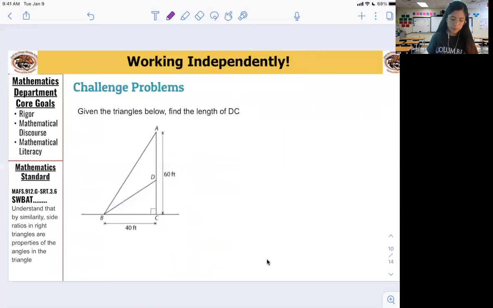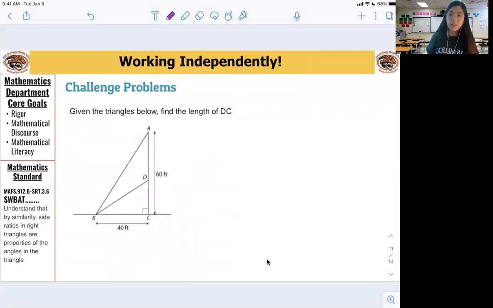Okay, I want to do one more. Last one, because this ties together a few different things. Find the length of DC. So I'm looking for DC and I have a couple of other pieces of information. So here's what I want to make sure that we understand.